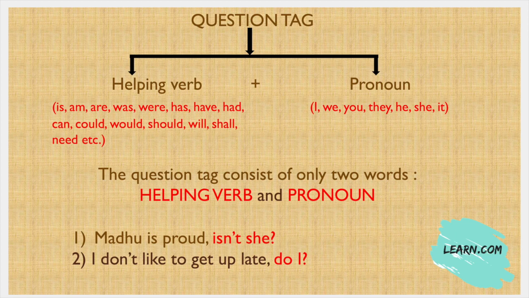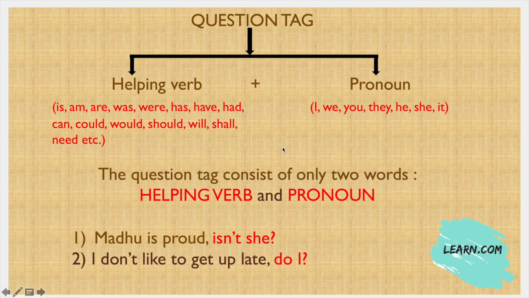Okay, this slide is regarding the formation of the question tag. The question tag consists of only two words, helping verb and pronoun. Helping verbs, or you can say auxiliary verbs. Some common helping verbs that are usually used, I have mentioned in the bracket, like is, am, are, was, were, has, have, had, can, could, would, should, will, shall, need, etc. And the pronouns that we generally use are I, we, you, they, he, she, it.